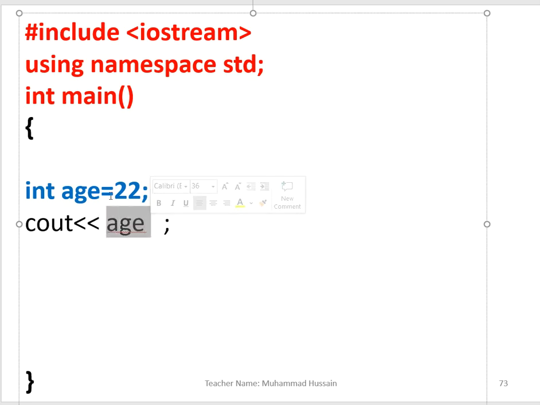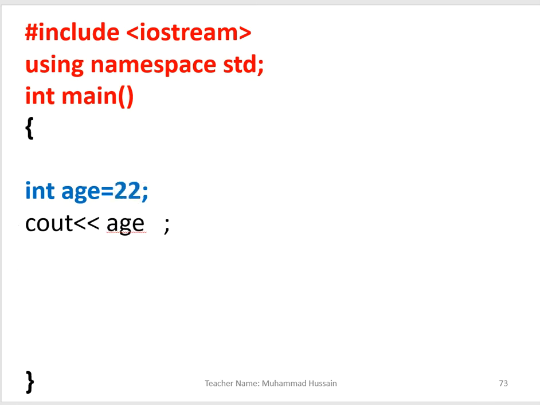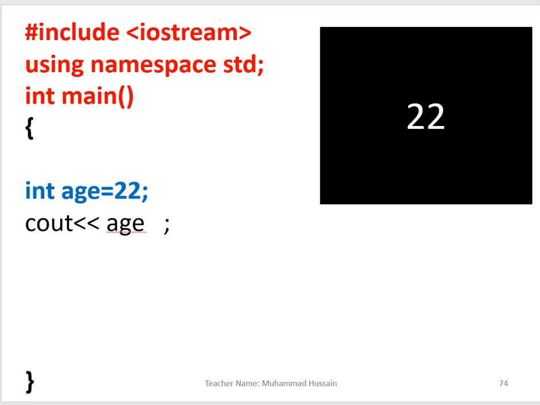Now it will look to the program to see what this age is, and age is a variable, so the compiler knows that if age is a variable, it must contain a value. So now age is 22, so the compiler will show you the result. The result will be 22. The output screen comes up with 22. I think so. Now you grab it.